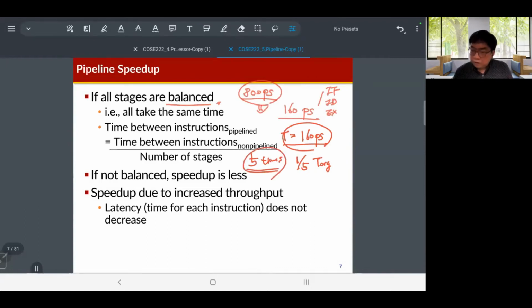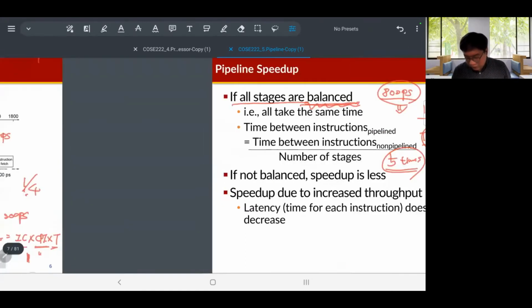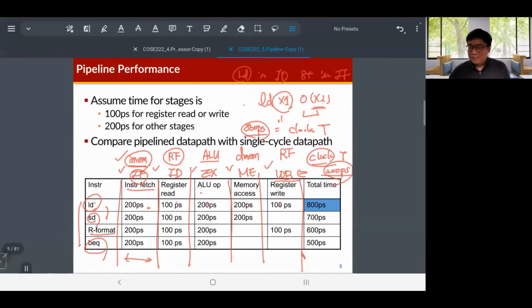Right. If all stages are balanced, which means the delay of every stage is the same. But as you can see, in this example it's not easy to have balanced stages in the processor architecture. This is because the different hardware components have different delays. Okay.